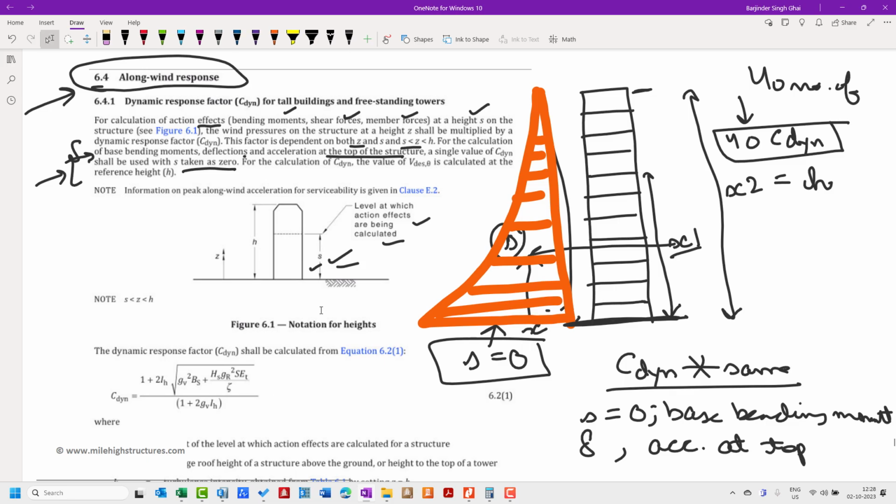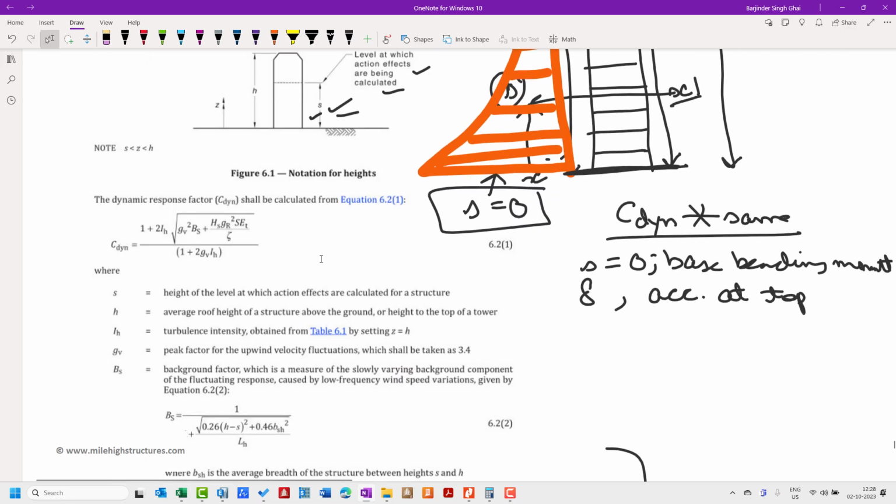So after that, the dynamic response factor. That dynamic response factor Cdyn shall be calculated with this particular equation. Now, if you are seeing this for the first time, this equation might be a little bit confusing, or difficult to calculate, but let me assure you that it is a very easy equation, and more or less it is derived from the Davenport research studies only, and in line with the ISO.